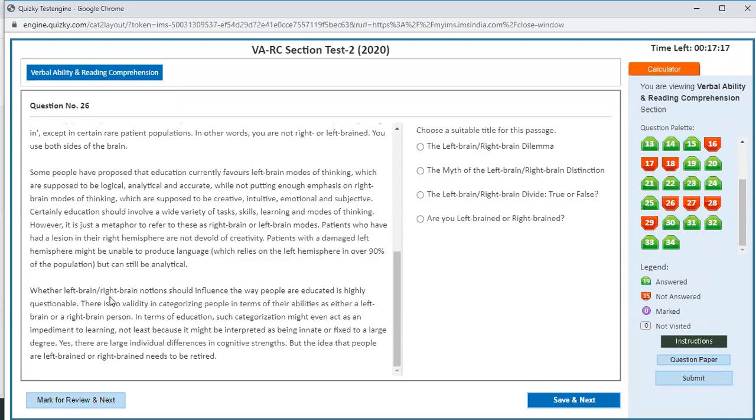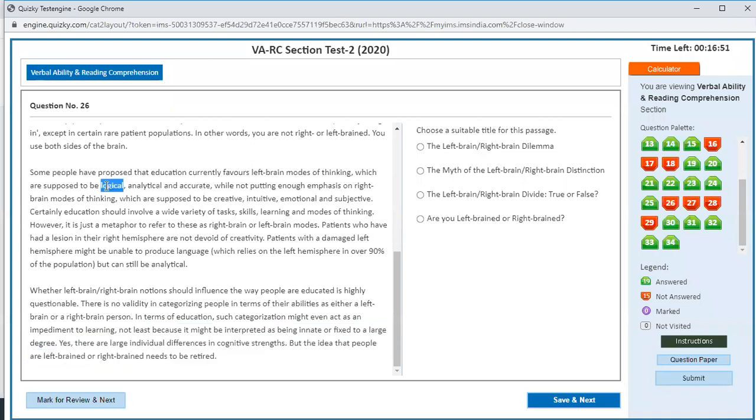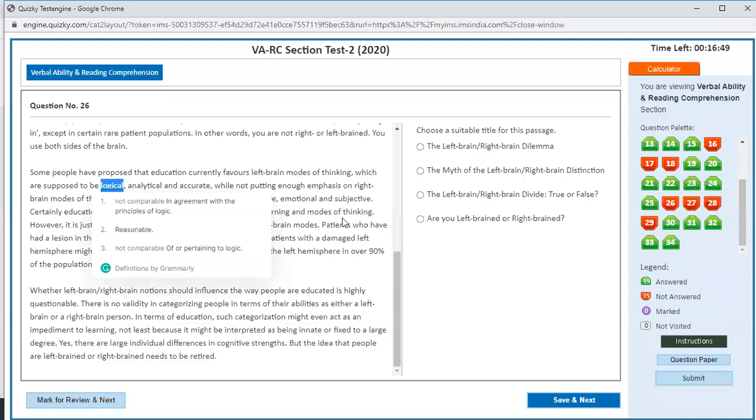Whether left brain, right brain notions should influence the way people are educated is highly questionable. There's no validity in categorizing people in terms of abilities, either left or right, in terms of education. Such categorization might even act as an impediment to learning, not least because it might be interpreted as being innate or fixed to a large degree. Yes, there are large individual differences in cognitive strengths, but the idea that people are left brain and right brain needs to be retired. Okay. Ultimately, the author is saying that whether you're right-brained, meaning creative, or left-brained, meaning logical, you should drop this idea. That's what I'm understanding as the author's point.